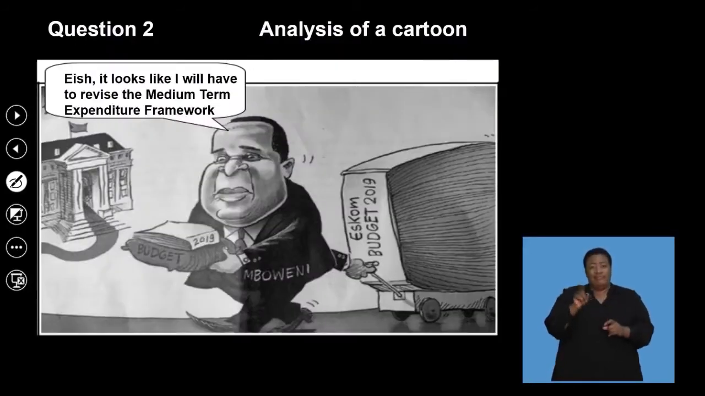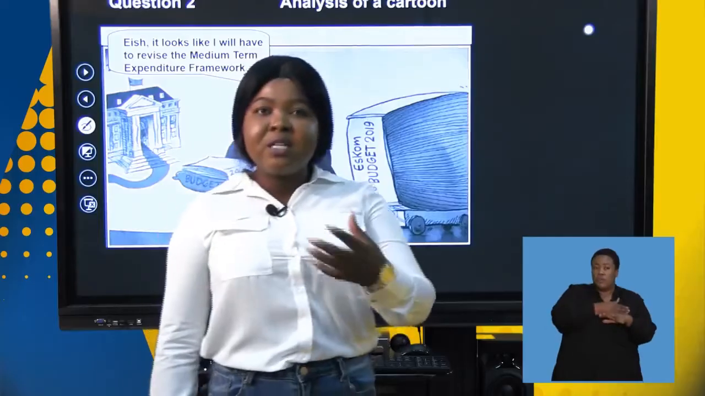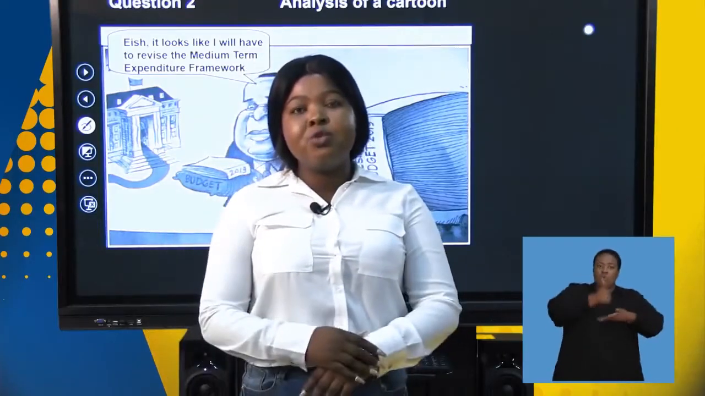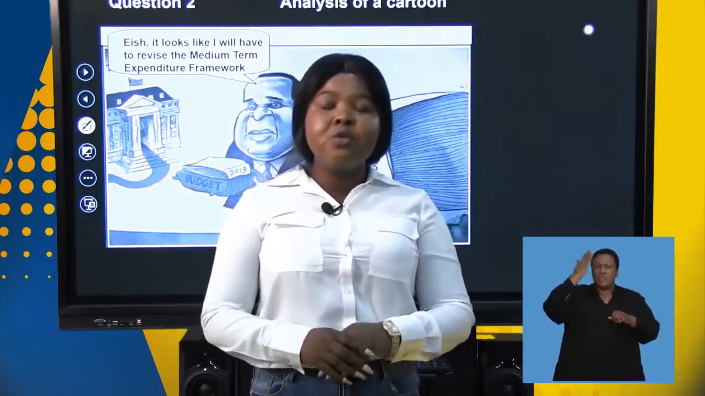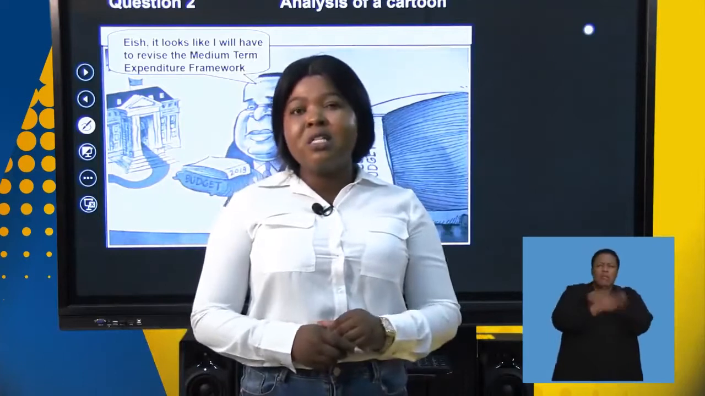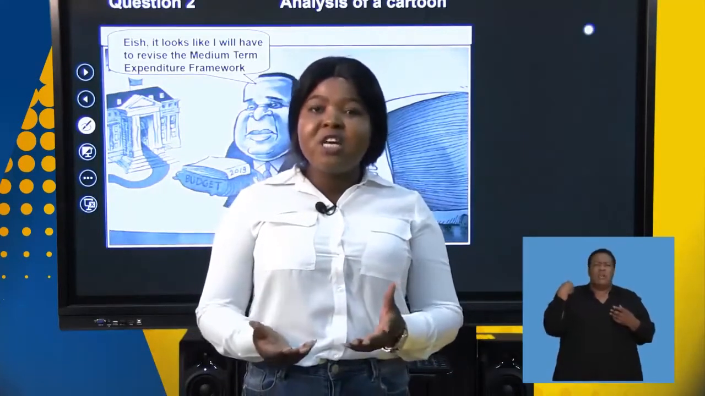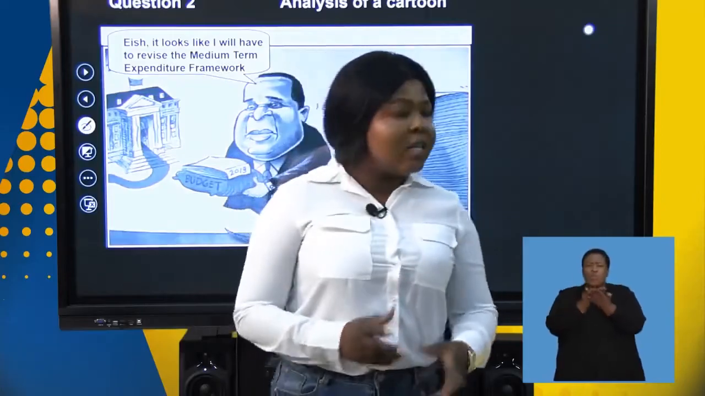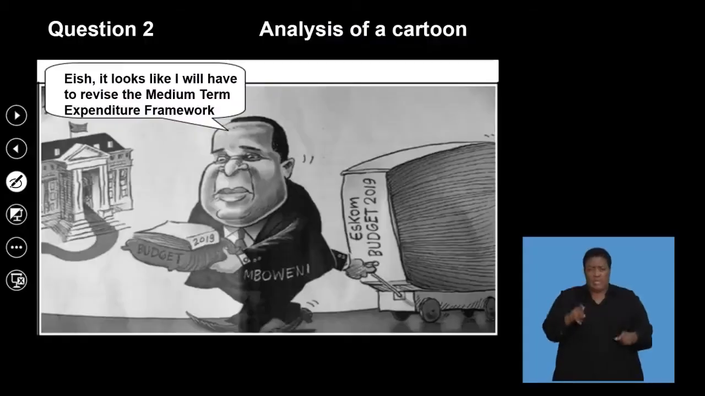Right, there we have it, guys. I encouraged you guys earlier on to say before you sit for an exam, you need to be updated in terms of your current affairs. You need to know who is our governor, who is our minister of finance, what is the inflation rate, all things that affect the economy as a whole. For example, you are given a cartoon there. We have got Mr. Tito Mboweni there. It says ESCOM budget 2019, and then there is a dialogue there where he's saying, it looks like I'll have to revise the medium-term expenditure framework. So you are required to attempt questions related to this cartoon.